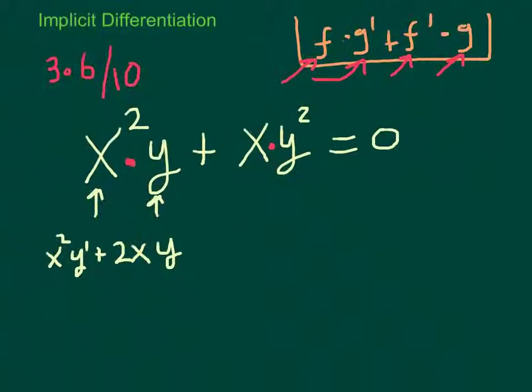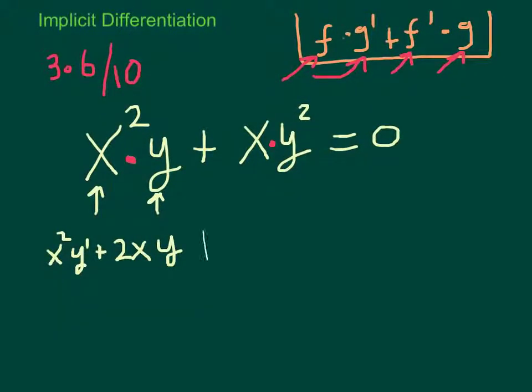plus f of x, which is only x, times y prime, which is 2y y prime, plus f prime, which is only 1, times y squared, which is g of x. So we're just going to leave it as y squared, and equals 0.